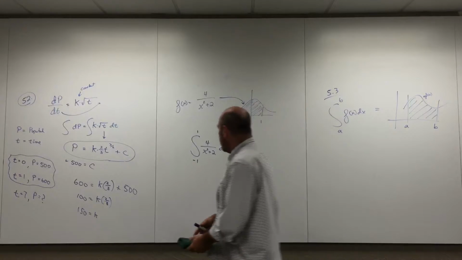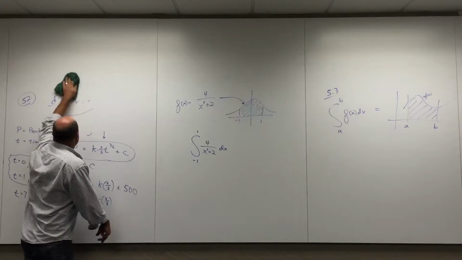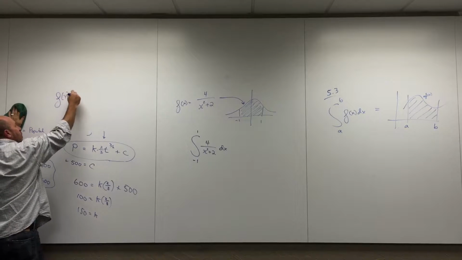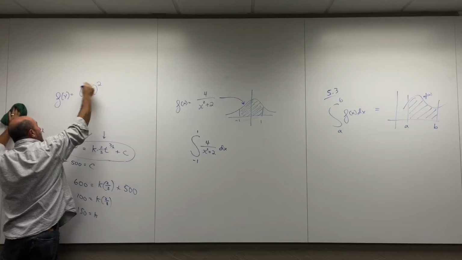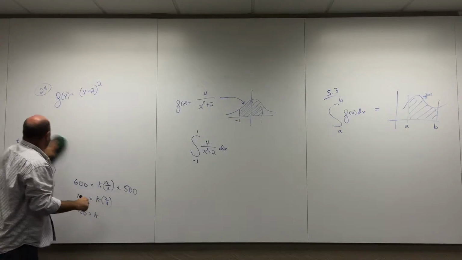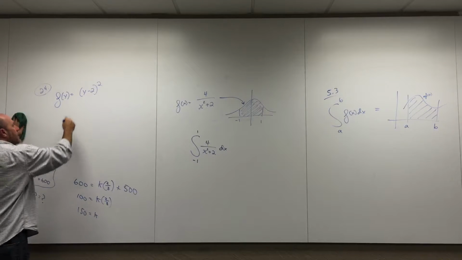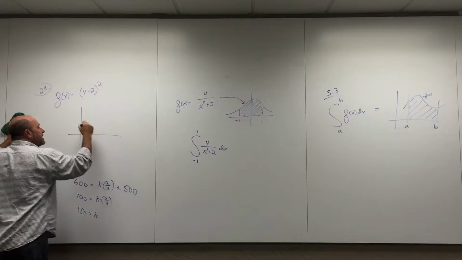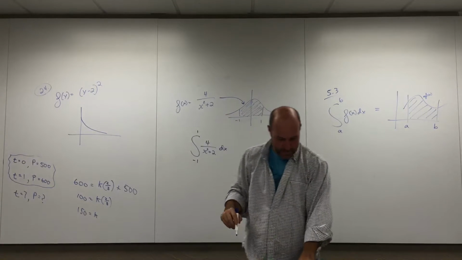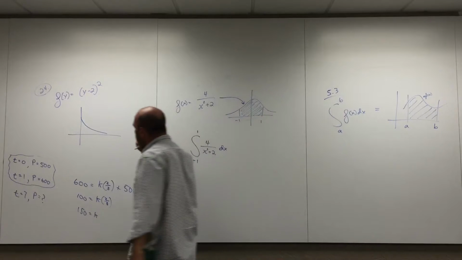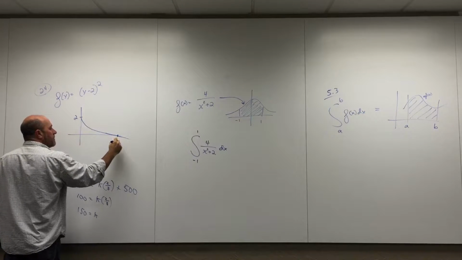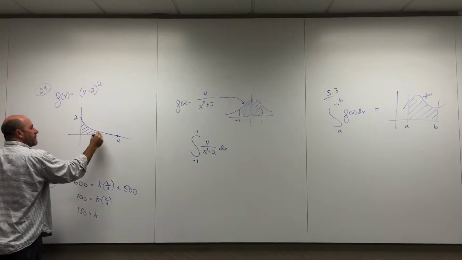24. What's funny about 24 is they gave me a function of y minus 2 squared. This is 24 in 5.3. And they gave me this picture. They were nice. They gave me a picture. This is 2. This hits here at 4. And they shaded this.